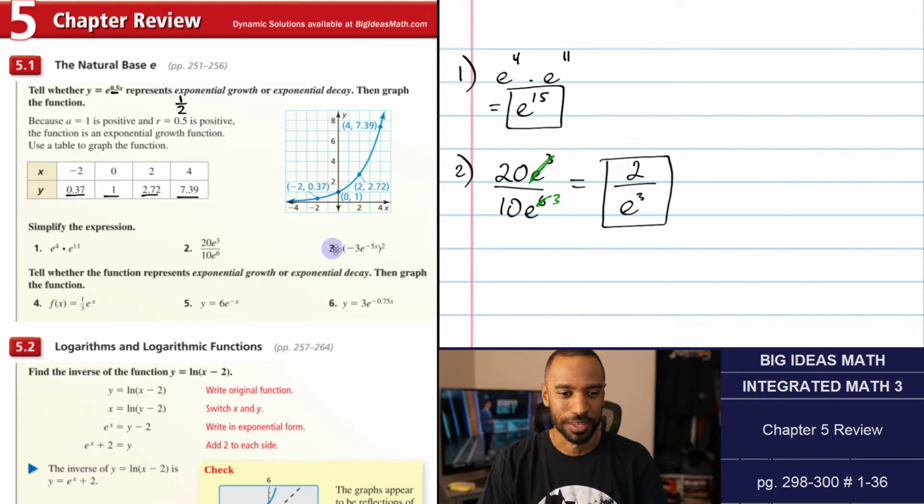Number 3. Negative 3e to the negative 5x, squared.